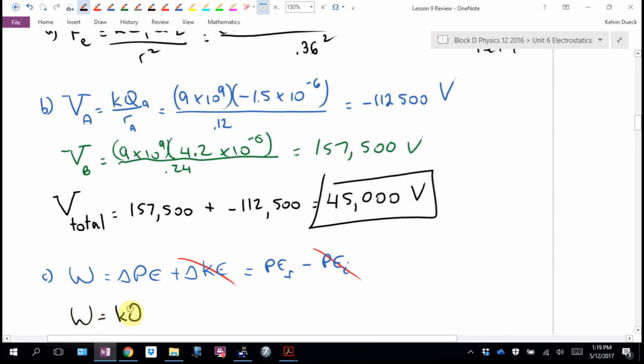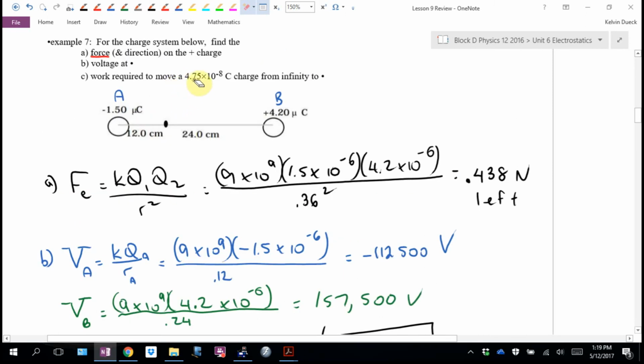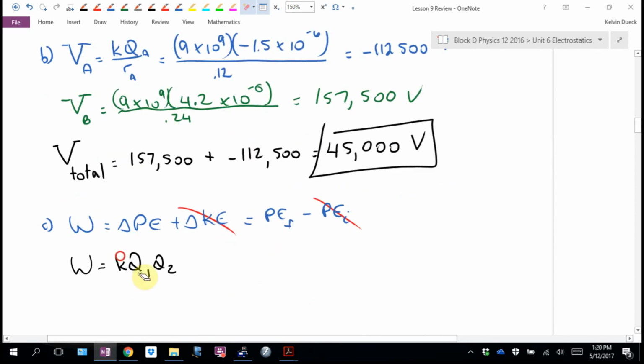I started to go K, Q1, Q2, but first of all, if I'm doing that, Hayden, don't write that down. If I'm writing this, Q1 and Q2 are these two charges, and I'm finding out how much energy they have between them. That's not what the question is saying. The question is saying take this charge and move it out from infinity all the way here. This is not going to work.